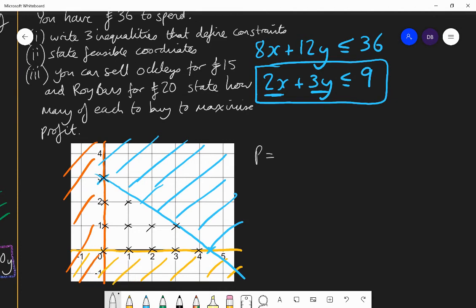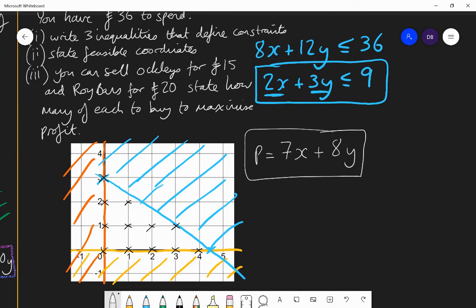The profit function here is P equals, if you sell for £15, that is £7 profit. Okay. So every Ockley gets £7 profit because you bought it for £8, you sell for £15, that's £7 profit. Roy bands sell for £20, so that's £8 profit. So the profit function is 7x plus 8y. So you get a mark for writing down the profit function, the objective function.